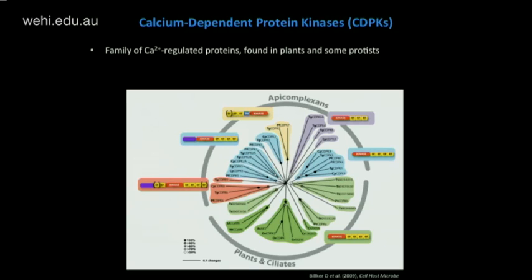But into this mixture has come a lot of interest in a group of kinases called the calcium-dependent protein kinases. So these are a group of calcium-regulated kinases, as the name suggests, which are found exclusively in plants and some protists, including the apicomplexan parasites. And because of the complete lack of these kinases in any mammalian genome, they're really interesting drug targets.